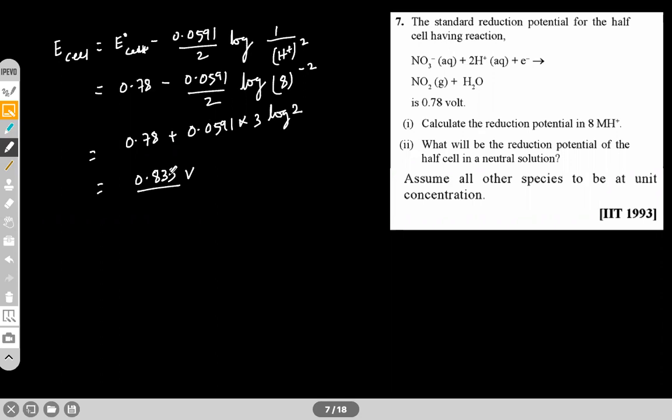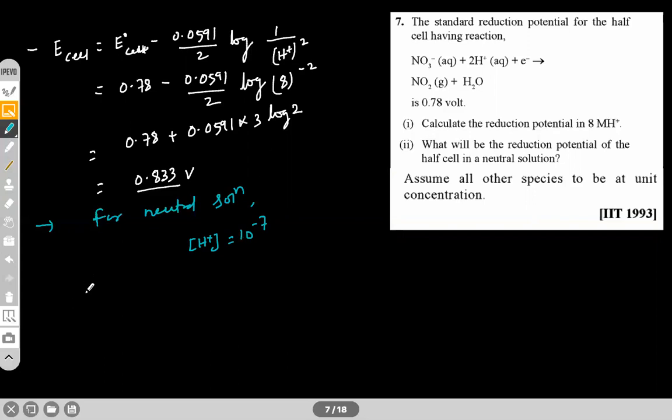The first result is this. What will be the reduction potential of half cell in a neutral solution? It's a very simple one. If the solution is neutral, right? For neutral solution, we can say H plus concentration is 10 to the power minus 7, assuming the temperature is 25 degrees Celsius only, because it is not mentioned here, right?